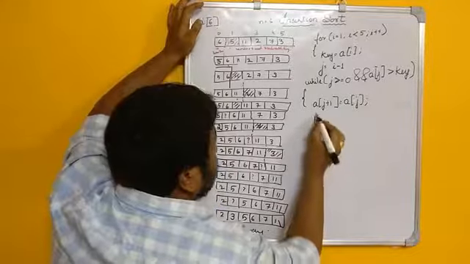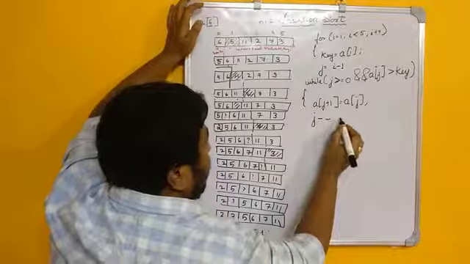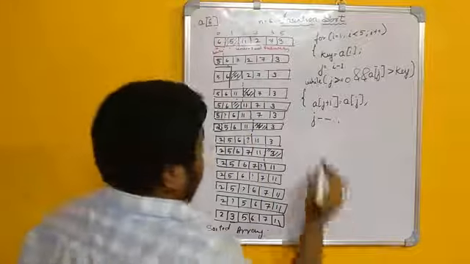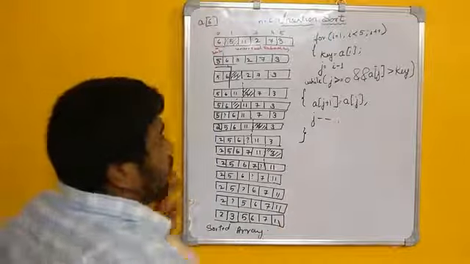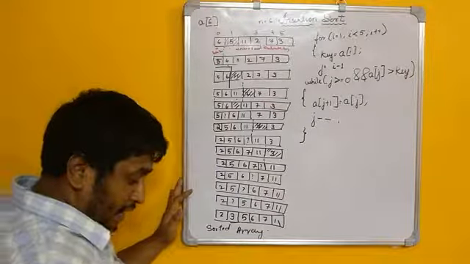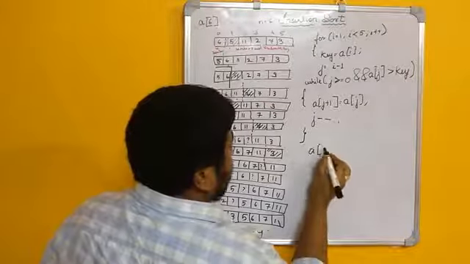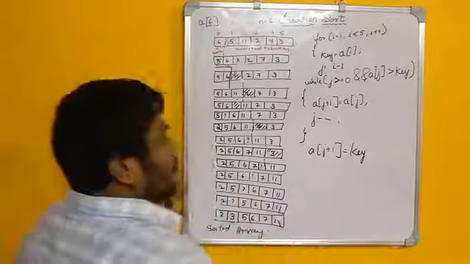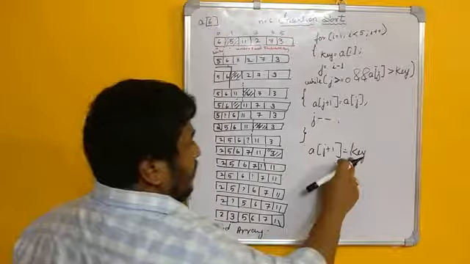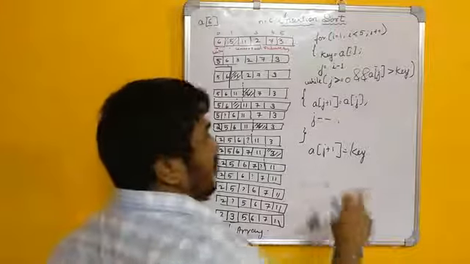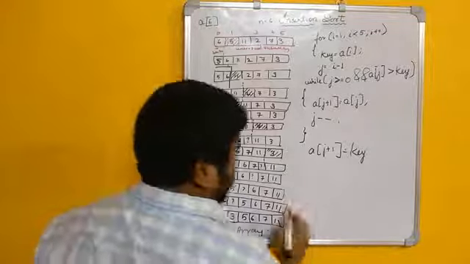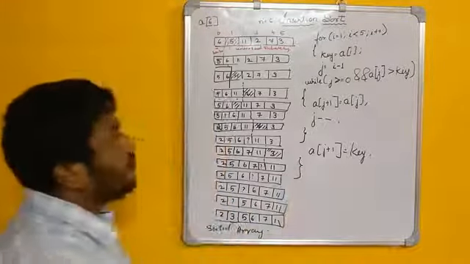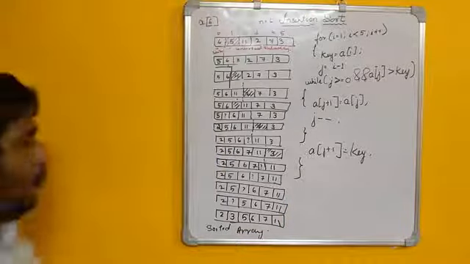Again, what do we have to do? j is decremented. Why decremented? We have to move backward. If this condition fails, that is, A of j is not greater, what are we doing? A of j plus 1 is equal to key. A of j plus 1 is our blank space. There we insert the key element when the key is greater. So this is our code. Okay, we will trace how it will work.